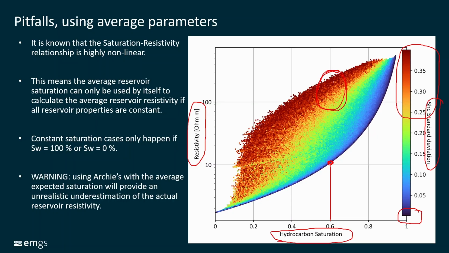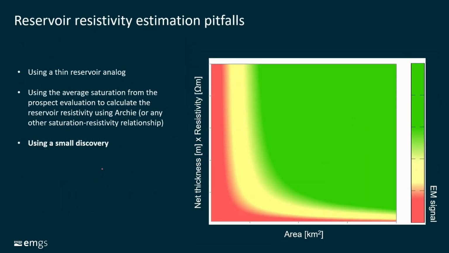And constant saturation reservoirs don't actually exist. So don't use that. Don't forget about the width of your distribution. Take that into account, and then you will have a more reasonable reservoir resistivity estimate, because there is a really big gap here.